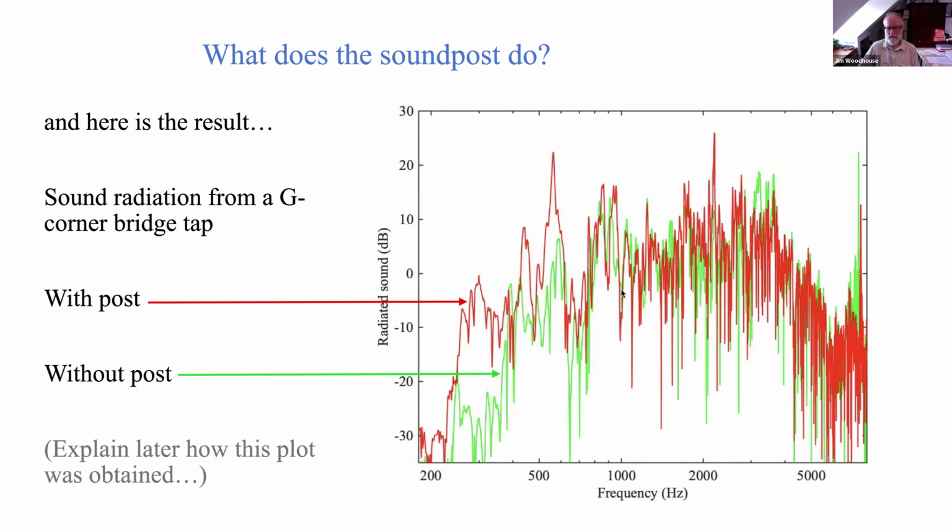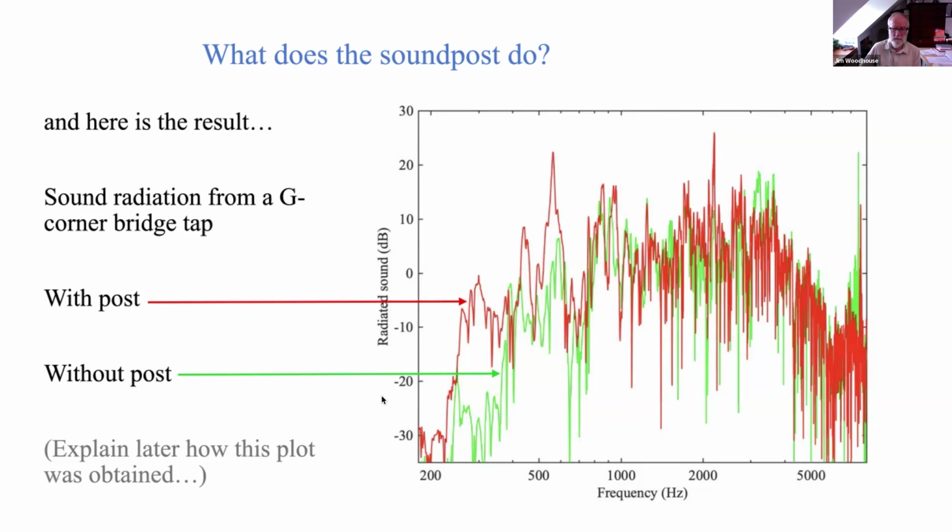And above about 800, 700 hertz, they're pretty much the same. But at the low frequencies, the green one is way below, 10, 15, 20 dBs below the red one. I'll explain later on how this plot was done.